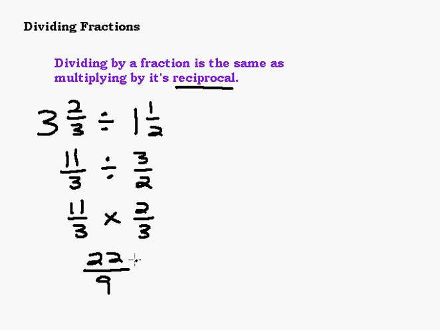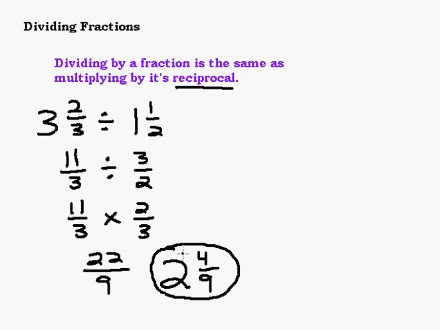22 divided by 9. This is an improper fraction, so I should change it to a mixed number. 22, let's see, 9 goes into 22 twice. That'd be 18. So there'd be 4 left over. And then I keep my denominator the same. So that was close to what we said. We thought it would be a little more than 2. And 2 4/9 was the answer.